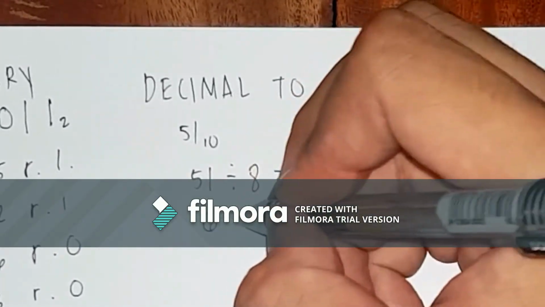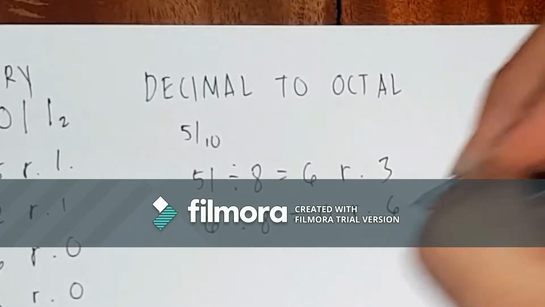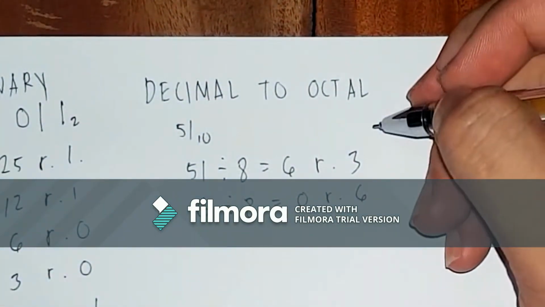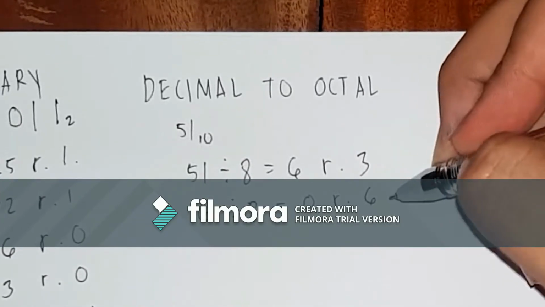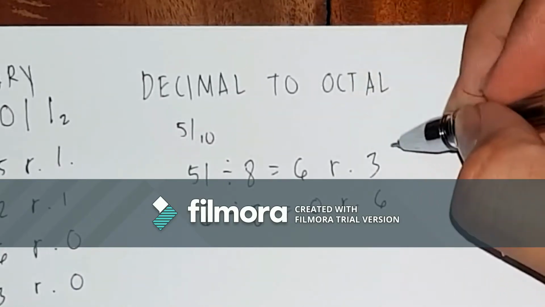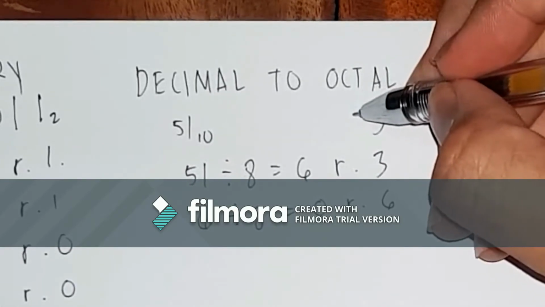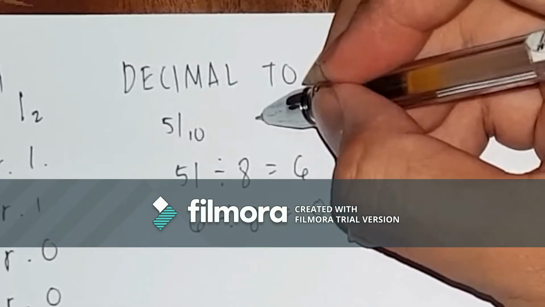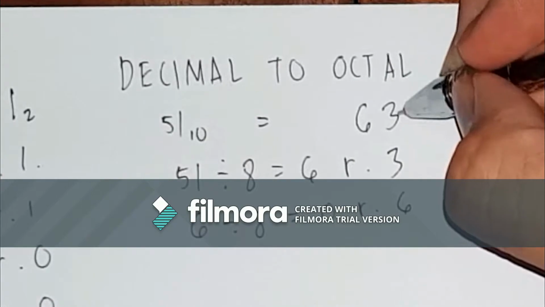So, 6 divided by 8 is equal to 0, remainder 6. So, last step, write all the remainders starting from the top to bottom, writing from right to left. So our first remainder is 3, then our last remainder is 6. Therefore, decimal number 51 is equal to 63 octal.